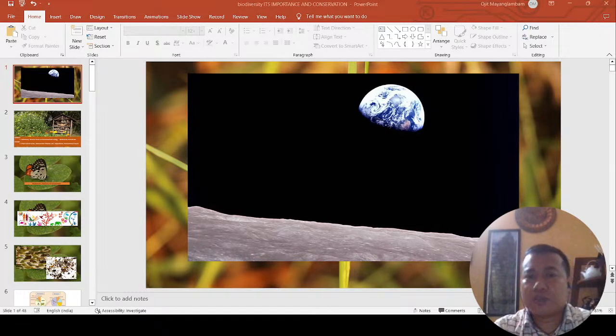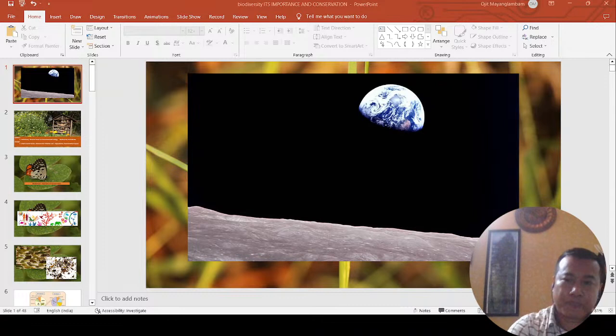But in recent time, because of COVID, we did not have it in 2020, and we had it in 2021 in Kunming in China, the first part. The second part was in Montreal in 2022. That was the latest Conference of Parties to the CBD.